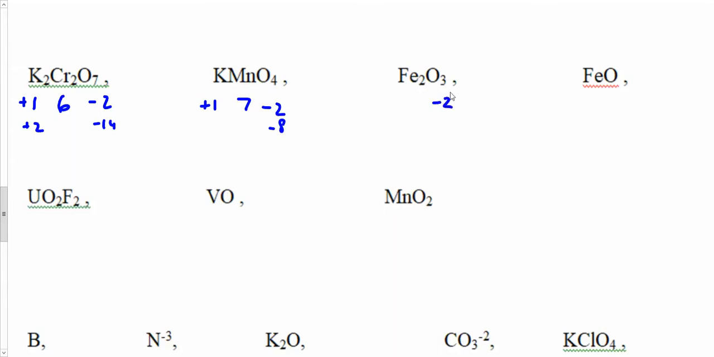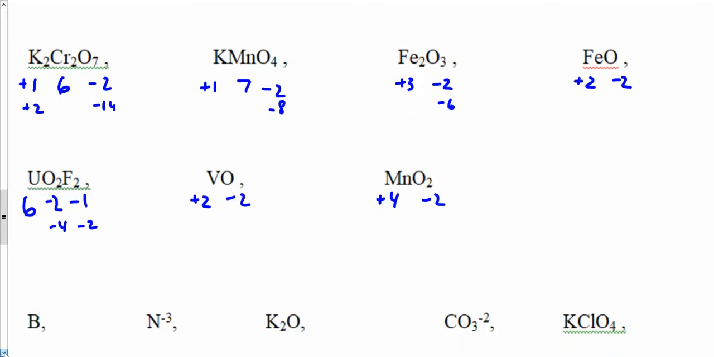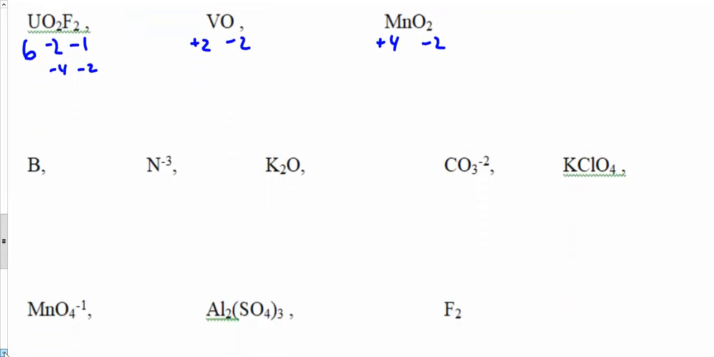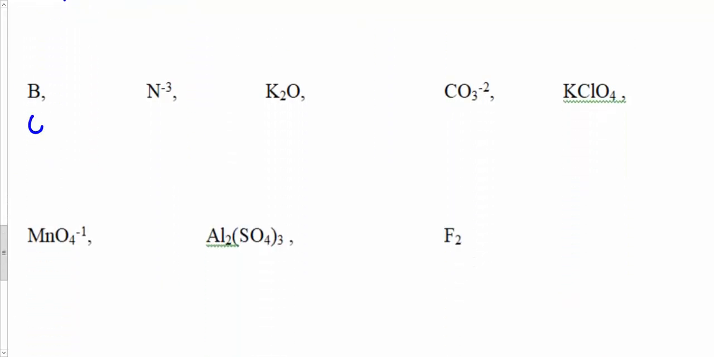-2, that gives me a -6 because there's 3 of them. I need +6 over here. There's 2 of them. Each one's going to be +3. -2, got to be +2. -1, -2, gives me -2 here, gives me -4. Looks like U's got to be a 6 so that I can hit 0. -2, +2, -2, +4, -4, got to be +4. Keep pounding these out. Lots of examples. Oh, 0.